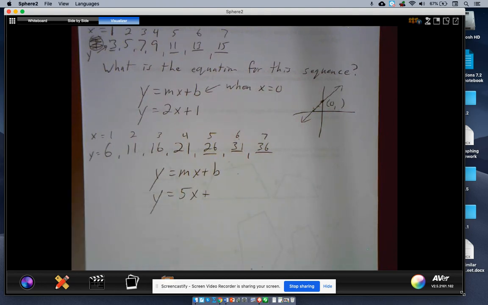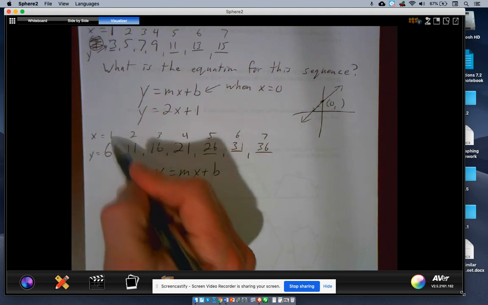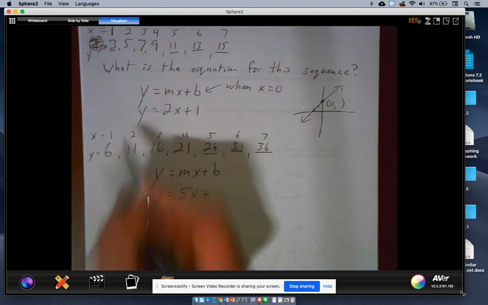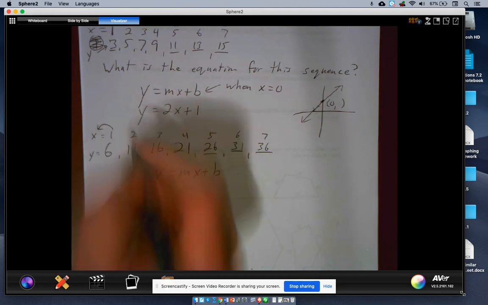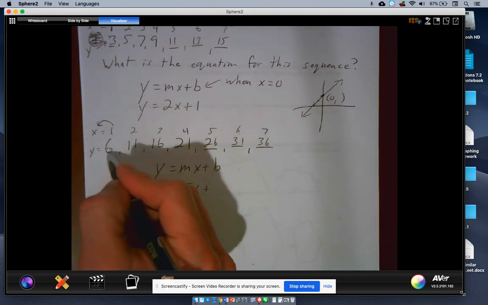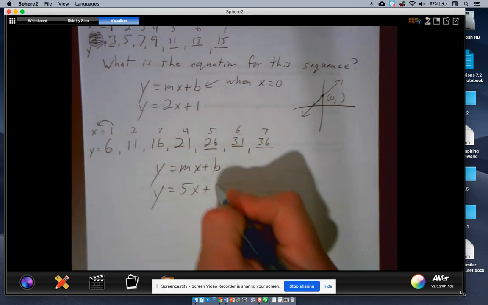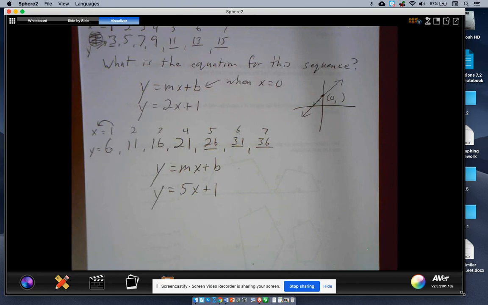So we need to figure out when x is 0, what will this value be? So to find out when x is 0, I need to go back 1, which means I go down 5 from the 6. If I go down 5 from that 6, I've got 1, and this is the equation of this sequence. Let's do a check here to make sure we did it right.